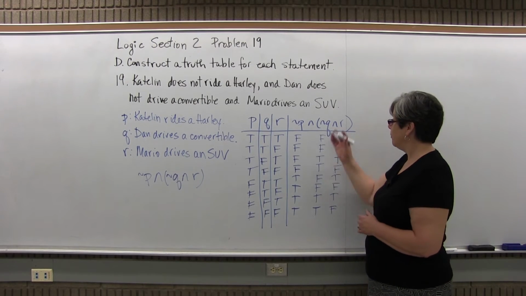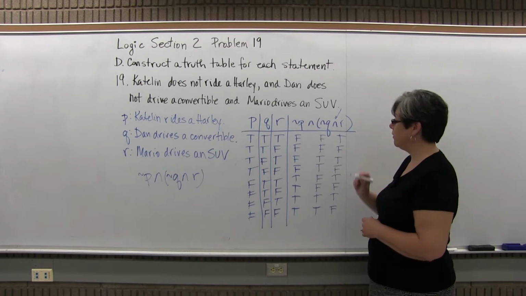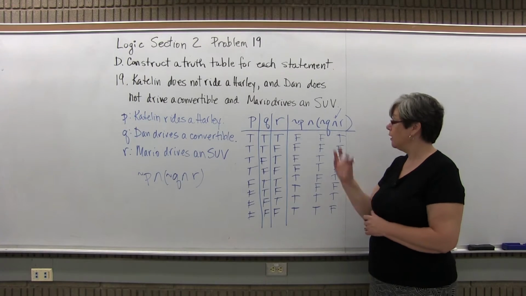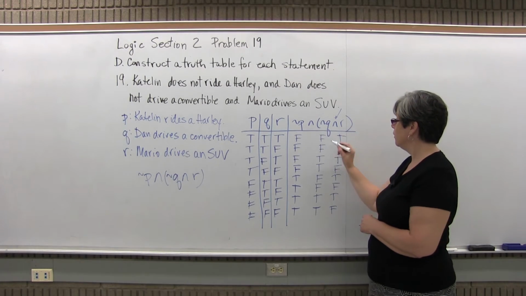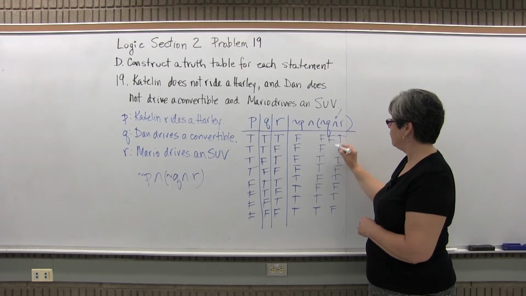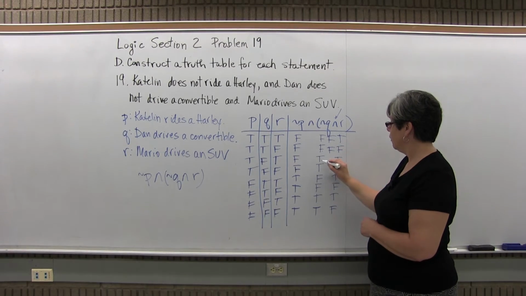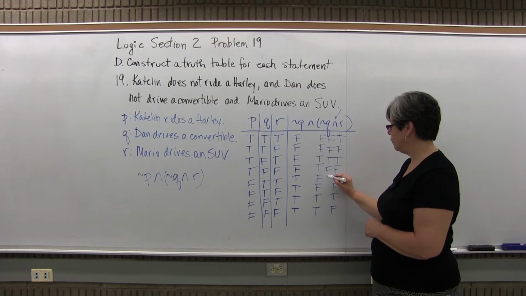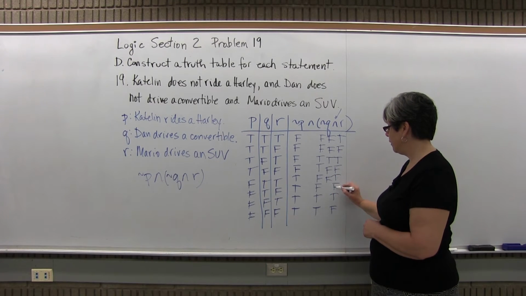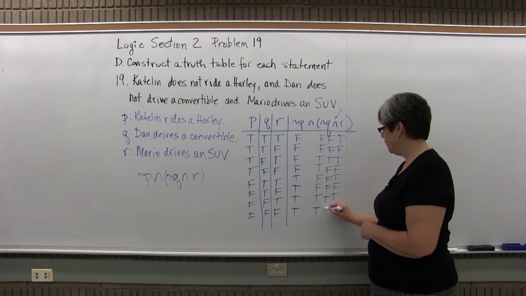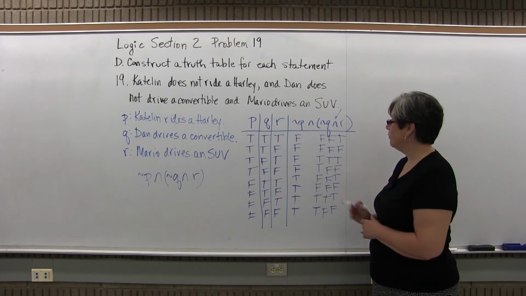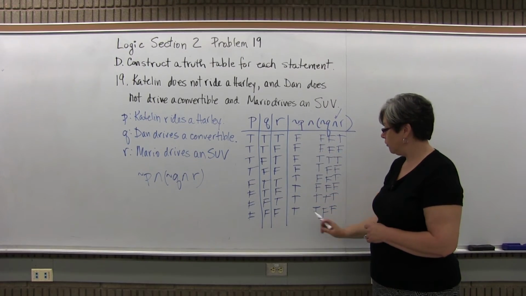Now we'll begin with the operators. Inside of the parentheses we have an and, and we remember that it's only true if both not Q and R are true. So false and true will be false, false and false, false, true and true is true, true and false, false, false and true is false, false and false is false, true and true will be true, true and false will be false.